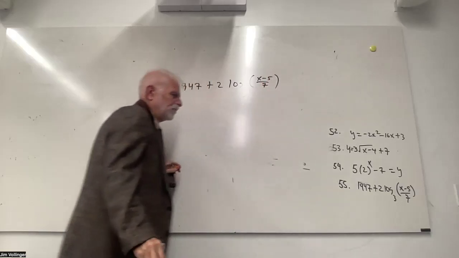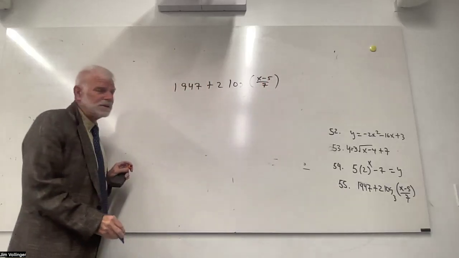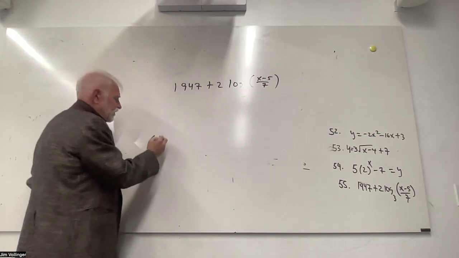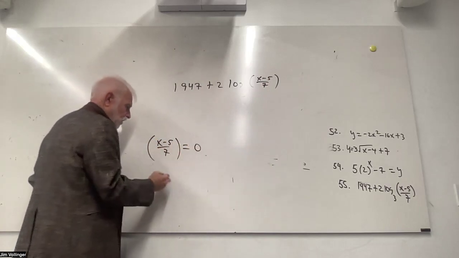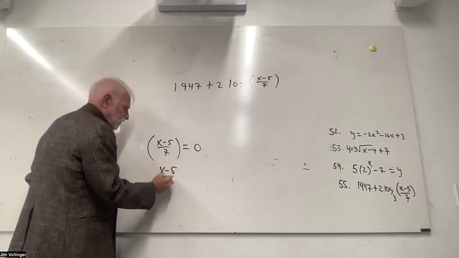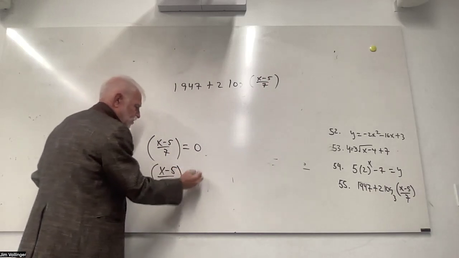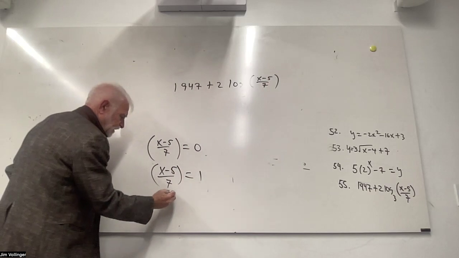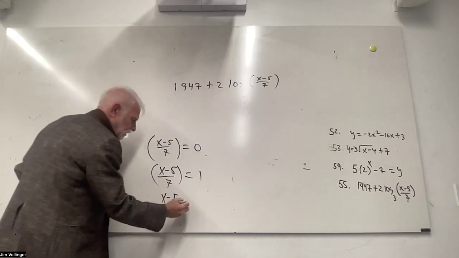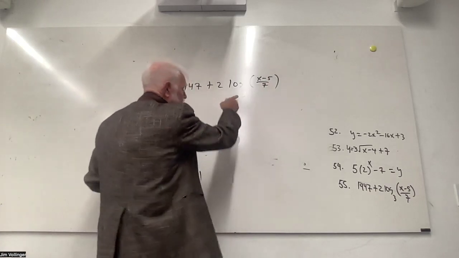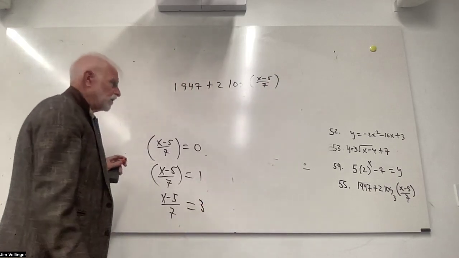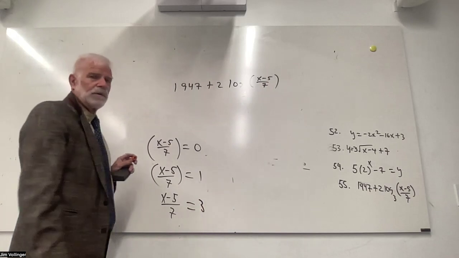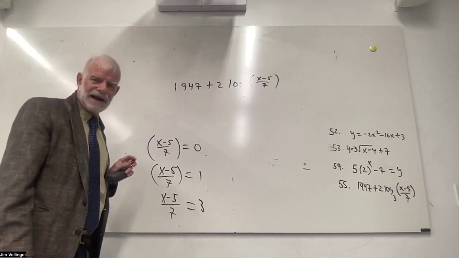We're going to create a mantra as we do these for the rest of the semester, where we take the parentheses, x minus 5 over 7, and we set it to 0. We do x minus 5 over 7, we set it to 1. We do x minus 5 over 7, and we set it to the base of the logarithm, and the base of the logarithm in this case is 3. That is going to unlock this problem so that it becomes a 10-second graph.